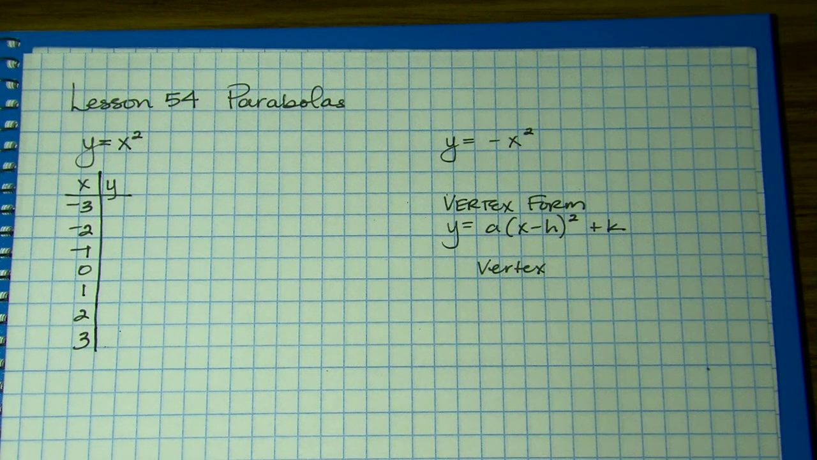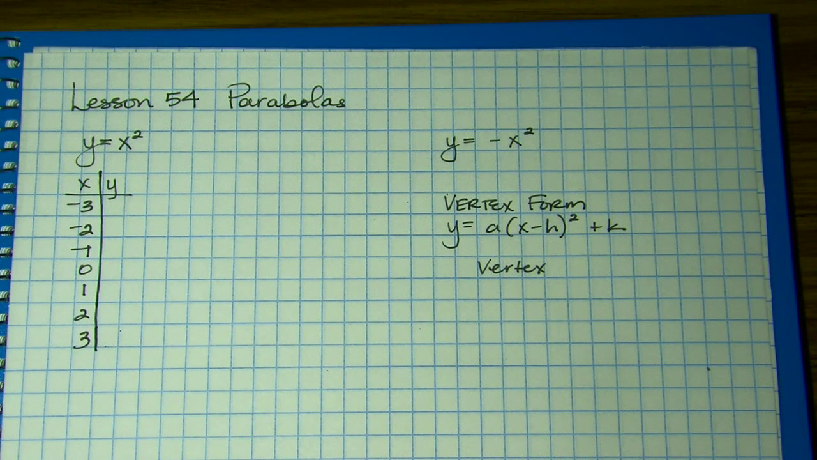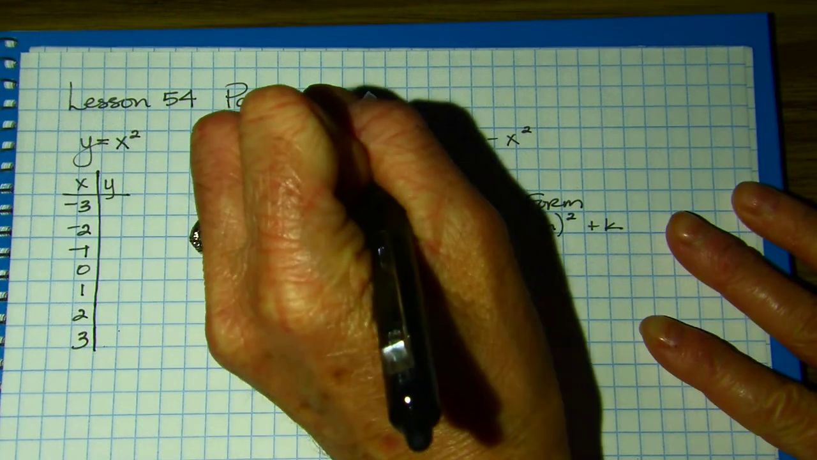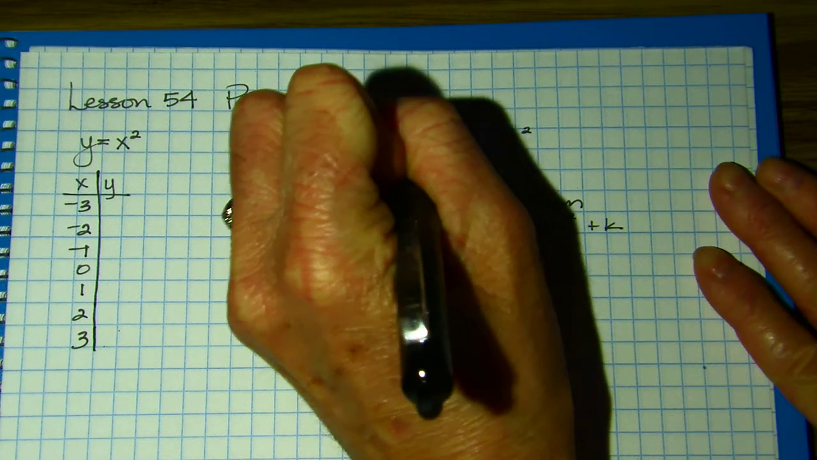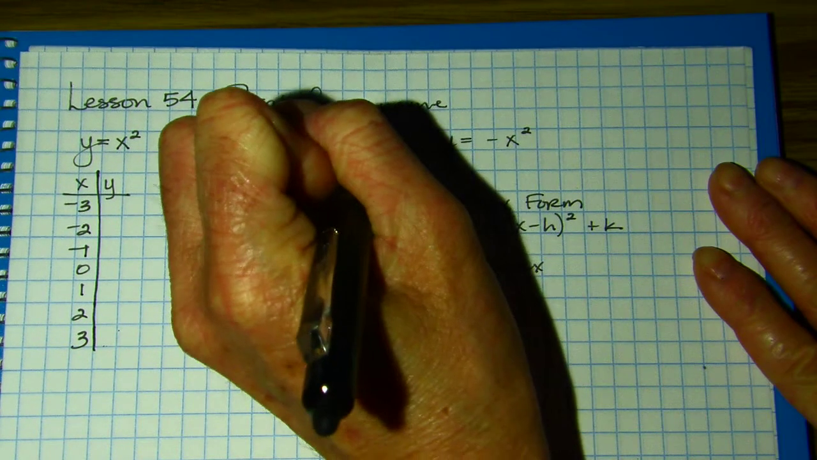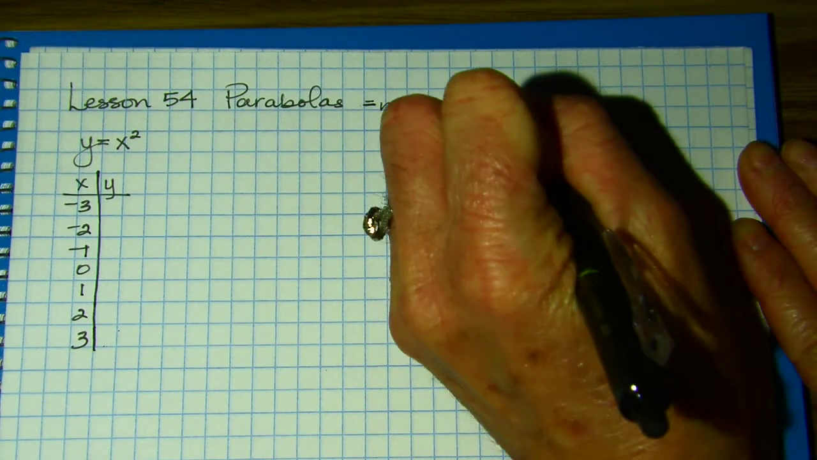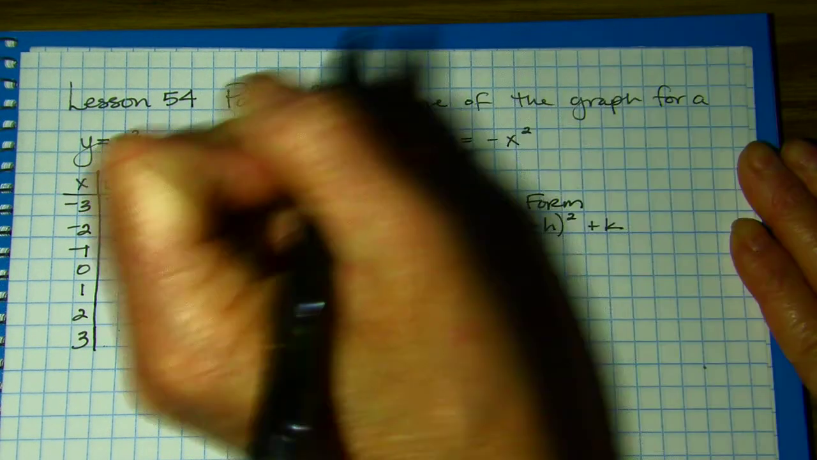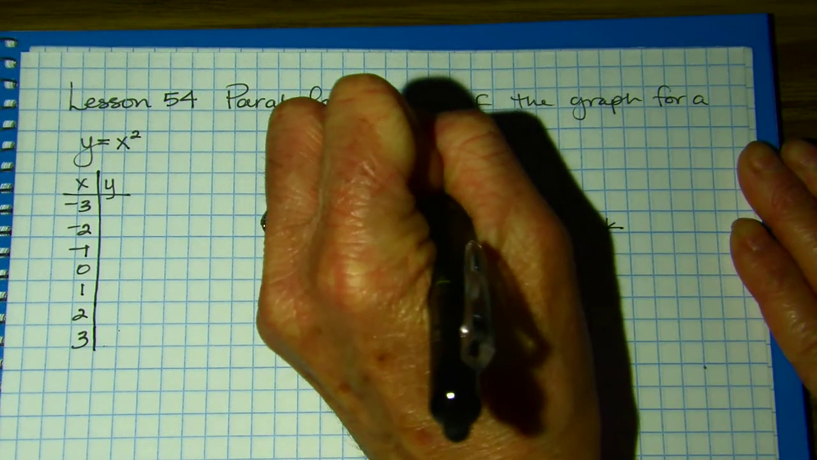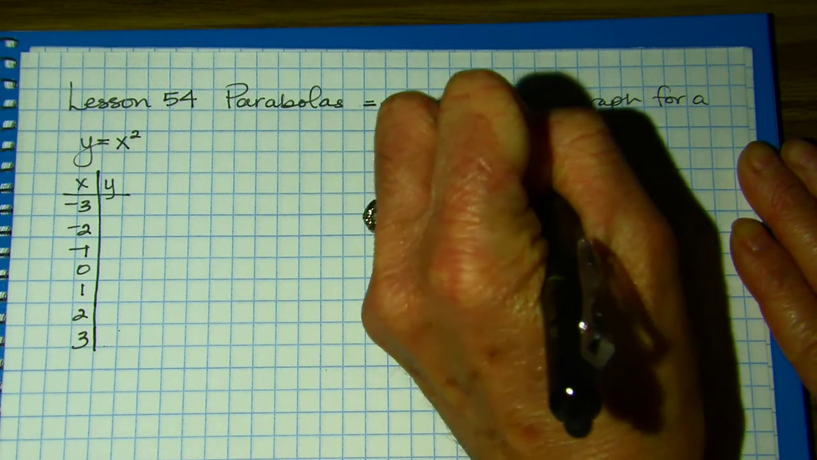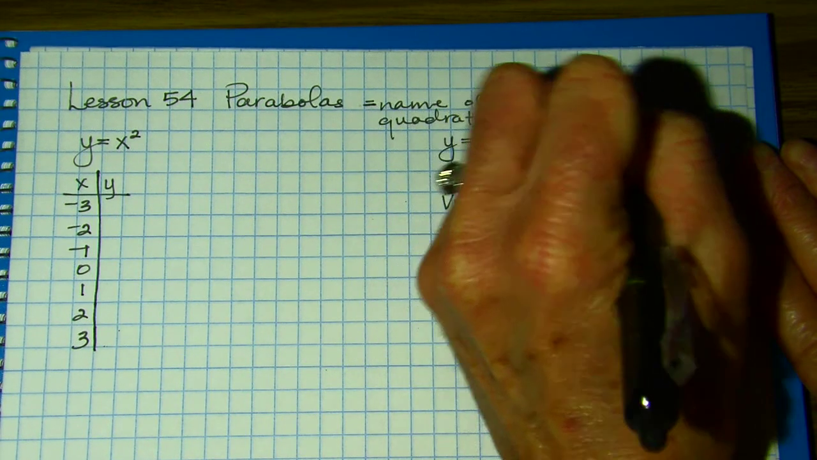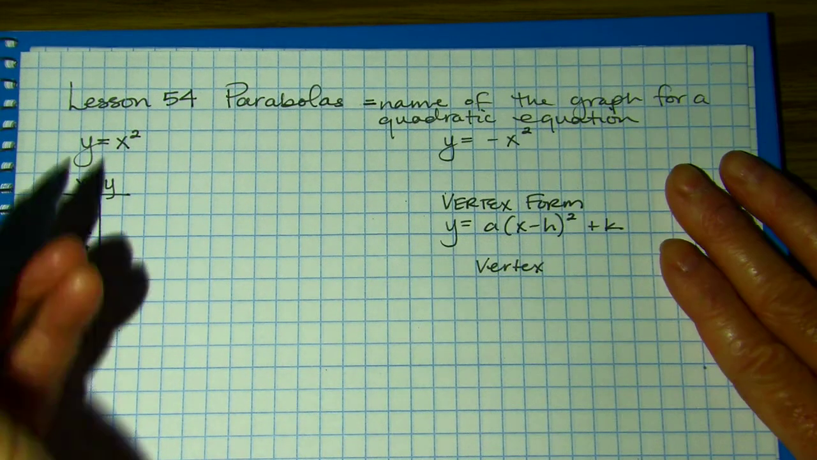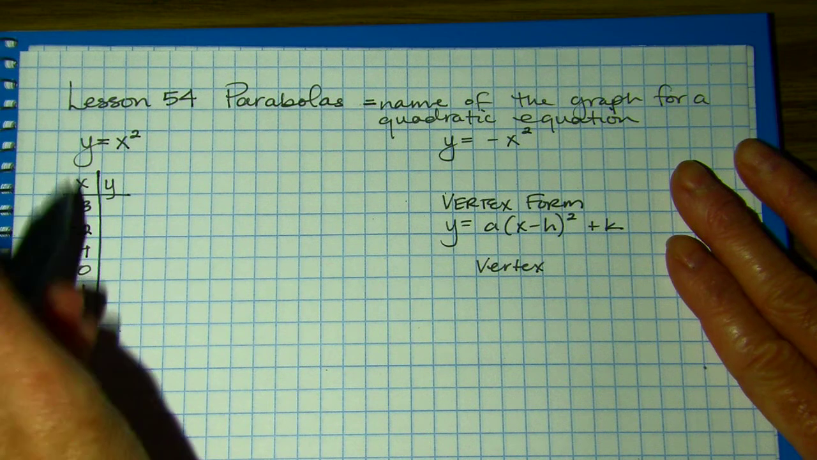Good morning, Trig. We are going to do a quick review on parabolas and how to graph them. This is review from Algebra 2. So, parabolas. Parabola is the name of the graph for a quadratic equation. Okay. The parent function is just the x values squared.